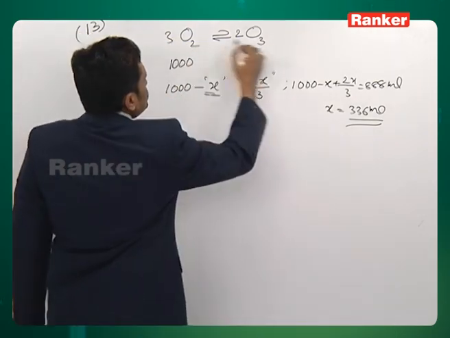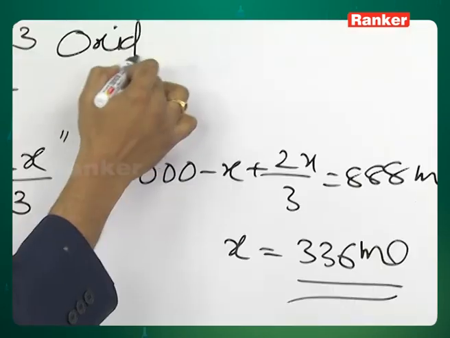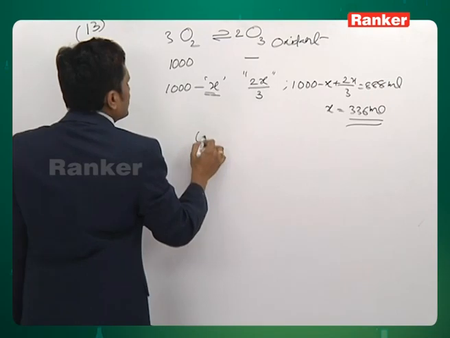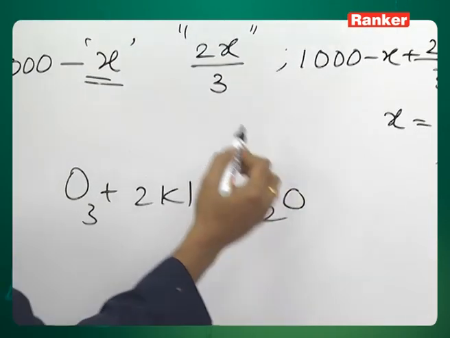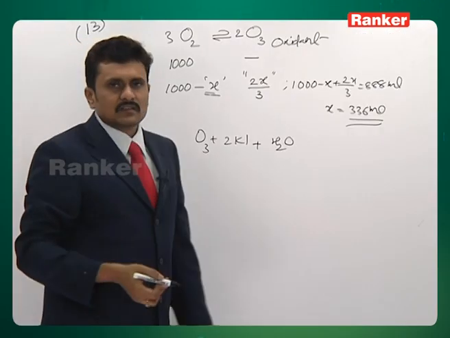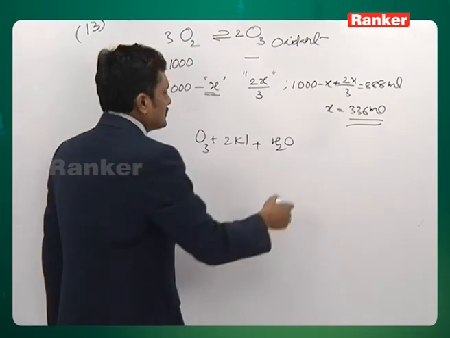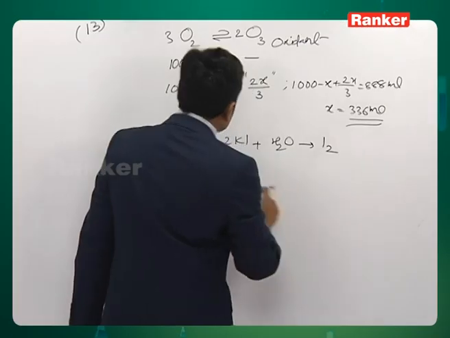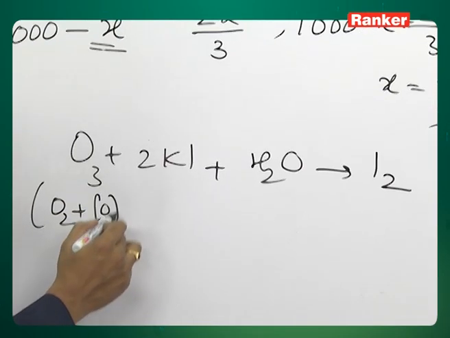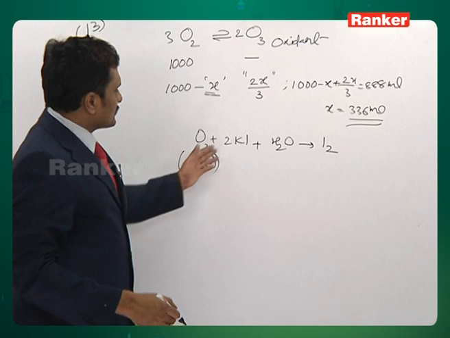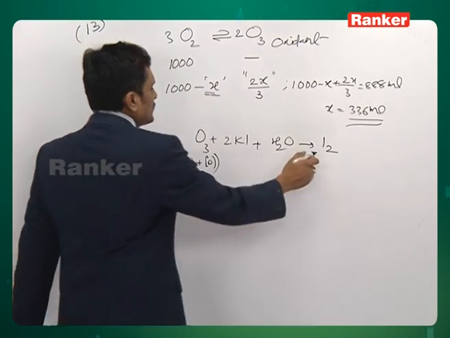Now we know that out of these two, this is a better oxidizing agent. Now when this gas mixture is passed through KI, there is only one chance that your ozone is going to react with KI as per this reaction to give you iodine. Ozone is a better oxidizing agent because of the presence of nascent oxygen, and that is responsible for the oxidation of this potassium iodide into I2.